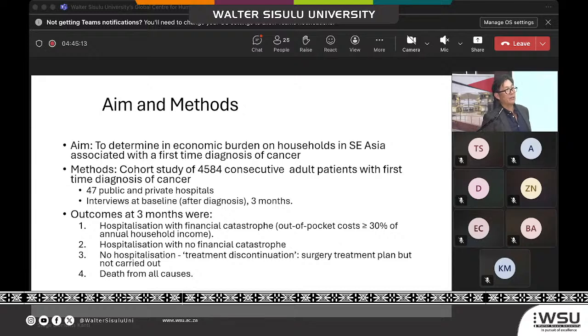There were 4 potential outcomes you could achieve at the end of 3 months. Firstly, you could be hospitalised with financial catastrophe. That's obviously a bad outcome: you get treatment, you get hospitalised, and you experience out-of-pocket costs greater than 30% of your annual household income. You can be hospitalised but experience no financial catastrophe, which is the best outcome, because you had surgery and hospitalisation but haven't experienced financial catastrophe. You can experience no hospitalisation, in other words you've discontinued treatment. Surgery is indicated in your plan, but you've not even proceeded with treatment, to a large extent attributable to financial barriers. Or you could have died. Those were the 4 outcomes we were looking at.